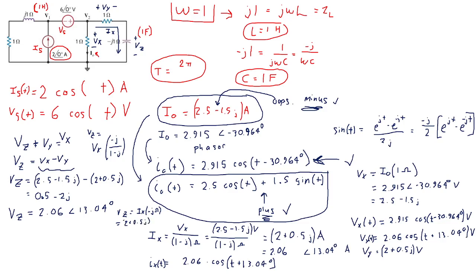Ix is 2 plus 0.5j. And so if we multiply that by negative j ohms, am I running out of space? Not quite. So we're getting there. If I multiply this through, it does in fact equal negative 2j plus 0.5.